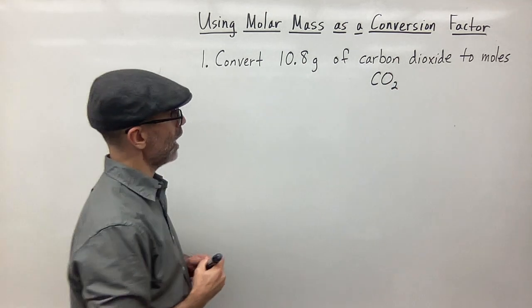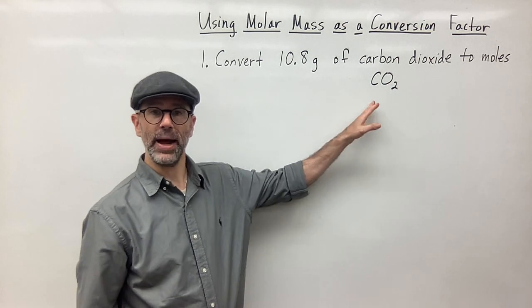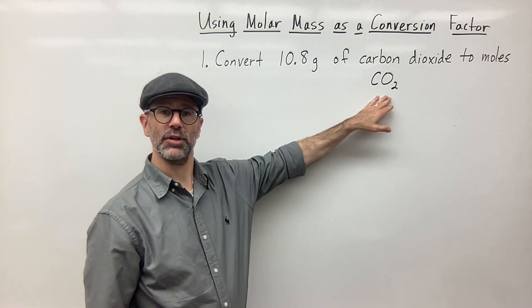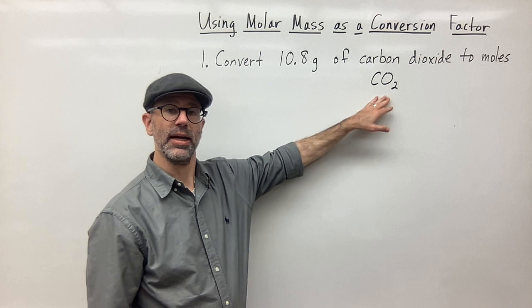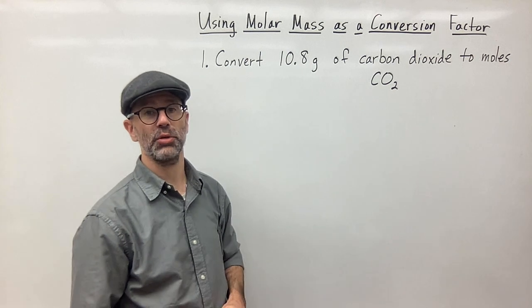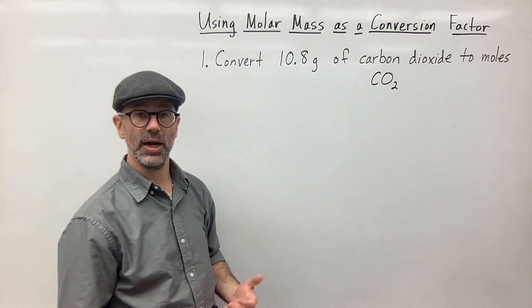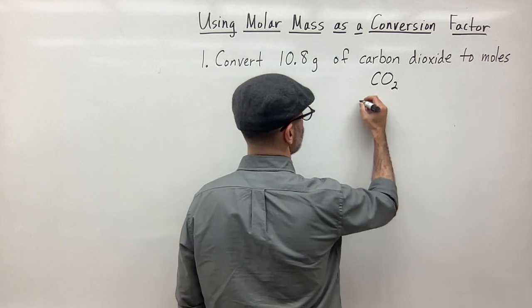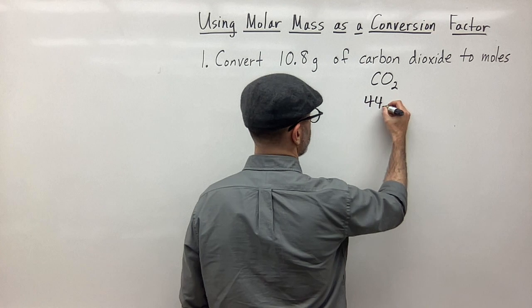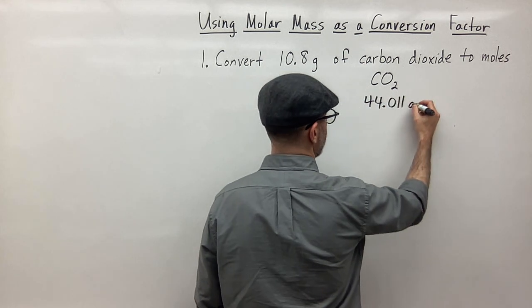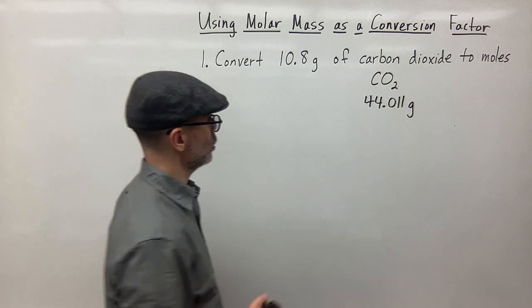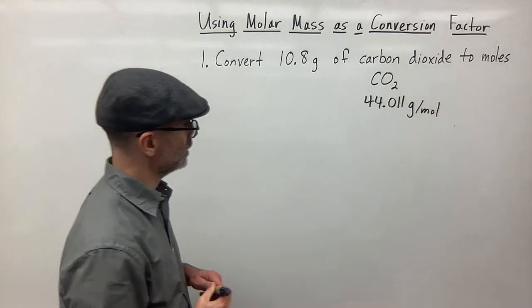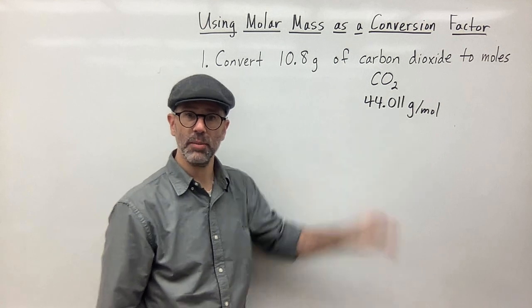The formula for carbon dioxide is CO2. Now we can calculate the molar mass from the periodic table by adding up the atomic masses of the individual atoms in carbon dioxide. That total is the molar mass, the mass of 1 mole of carbon dioxide. If we add that together, we get a molar mass of 44.011 grams, thereabout. This is grams per mole, the number of grams for every 1 mole of carbon dioxide.